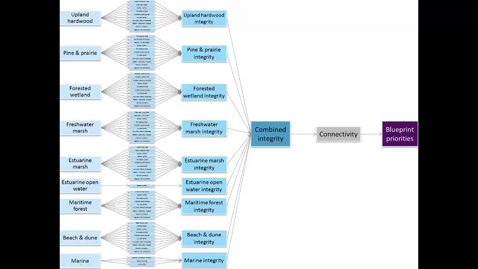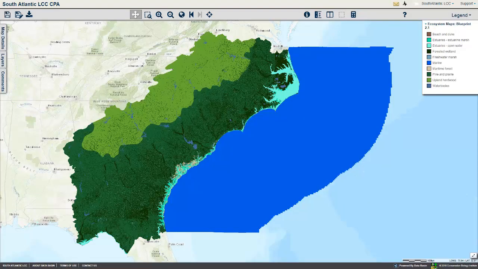is calculated for each ecosystem, using maps available in the Blueprint 2.2 data gallery on the South Atlantic LCC Conservation Planning Atlas. We start with the South Atlantic region. The region is divided into 8 different ecosystems with defined spatial boundaries. Each pixel within the South Atlantic geography is assigned to one ecosystem. You might notice that the legend labels this layer Blueprint 2.1. That's because each layer is named after the blueprint in which it was most recently updated.